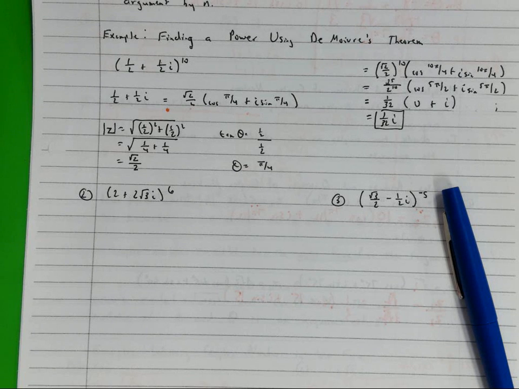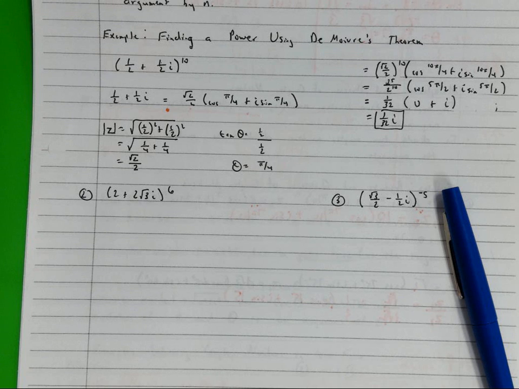I have (1/2 + 1/2 i) to the 10th. So I'm going to expand this. First thing I do is put it in polar form. In polar form, I need an r and I need a theta. Well, I find my r by finding the modulus, just like we did last night.